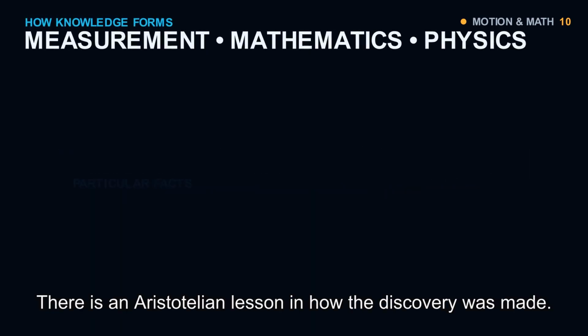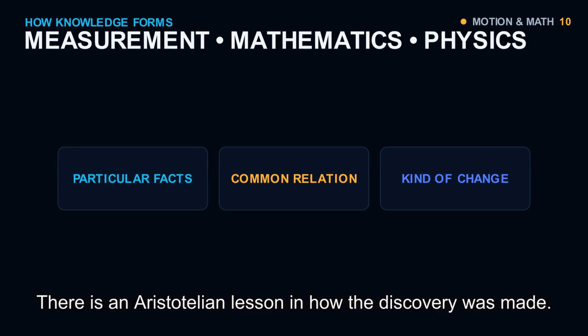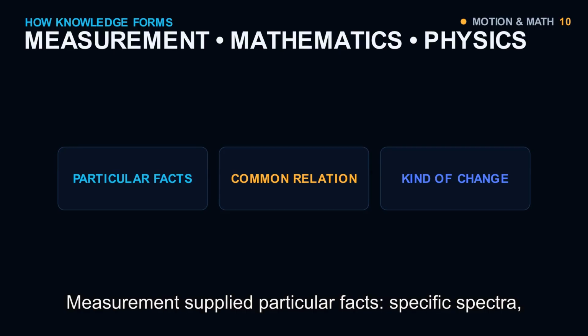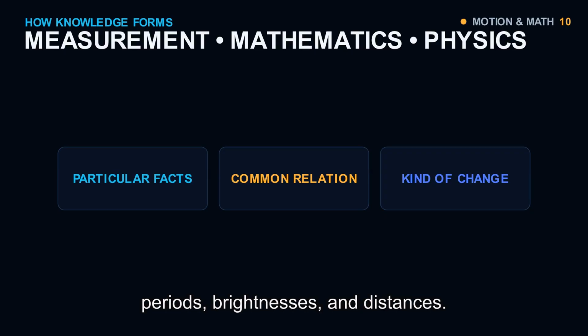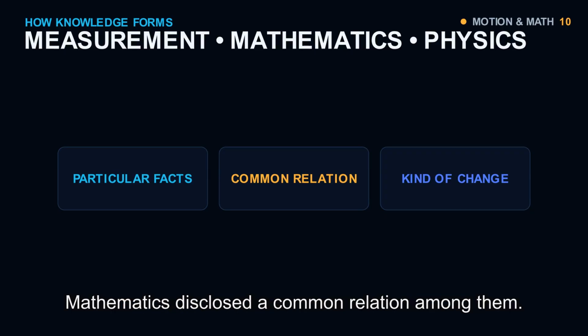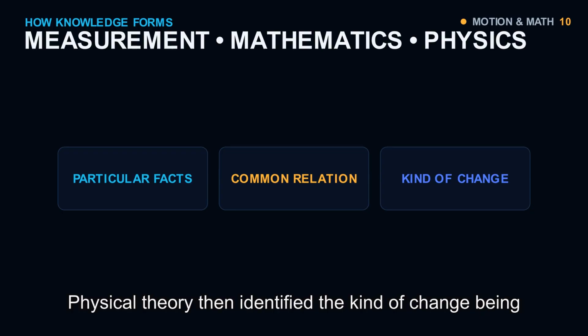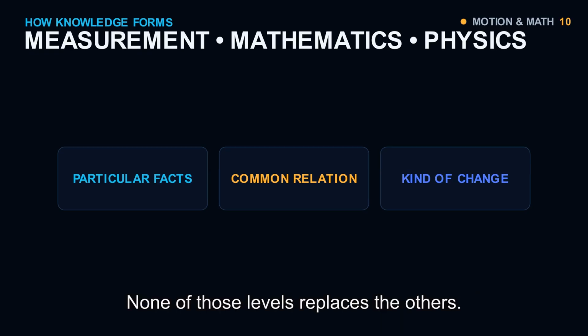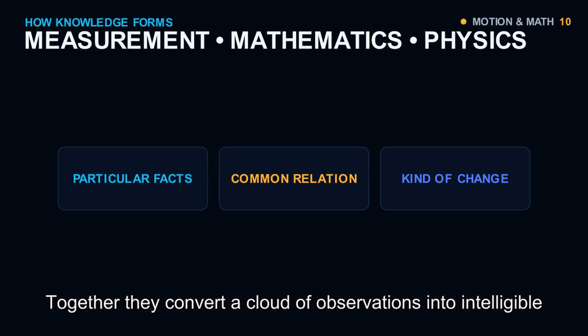There is an Aristotelian lesson in how the discovery was made. Measurement supplied particular facts: specific spectra, periods, brightnesses, and distances. Mathematics disclosed a common relation among them. Physical theory then identified the kind of change being measured. None of those levels replaces the others. Together they convert a cloud of observations into intelligible knowledge.